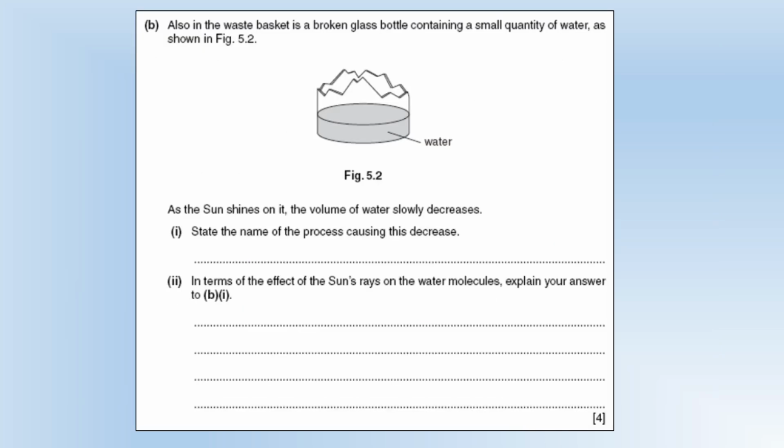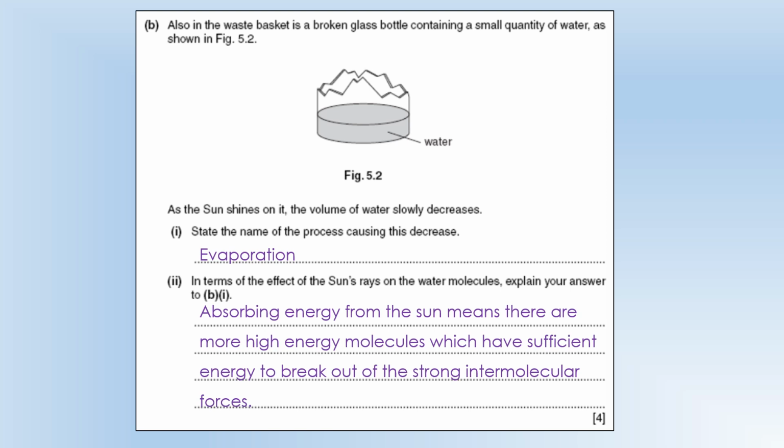Okay, so also in the wastebasket is a broken glass bottle containing a small quantity of water, as shown. As the sun shines on it, the volume of water slowly decreases. State the name of the process causing this decrease. That's evaporation, because it's not going to be at 100 degrees, so it's not boiling, so it's got to be evaporation. In terms of the effect of the sun's rays on the water molecules, explain your answer to this one. So absorbing energy from the sun means there are more high energy molecules which have sufficient energy to break out of the strong intermolecular forces and therefore escape as a gas.